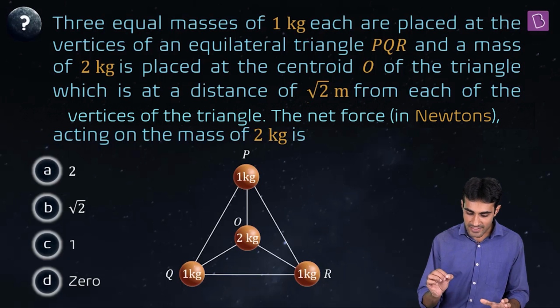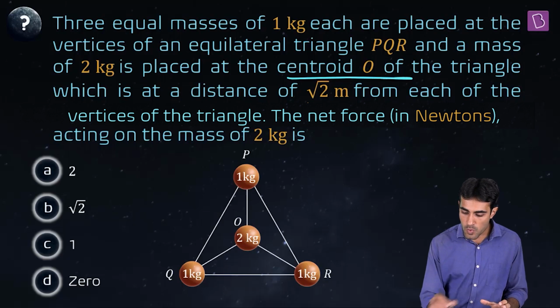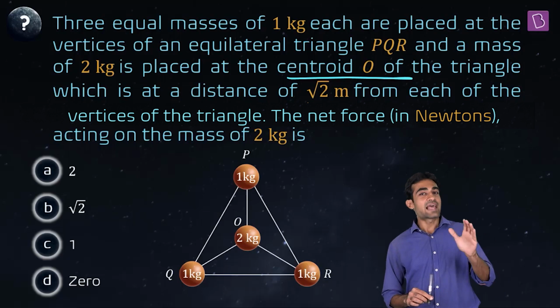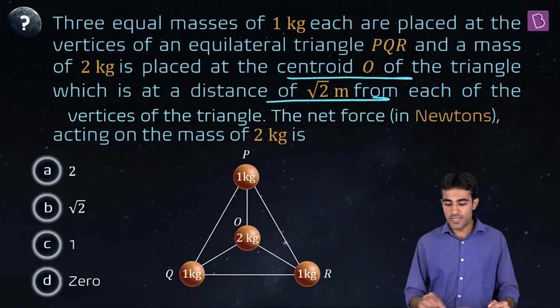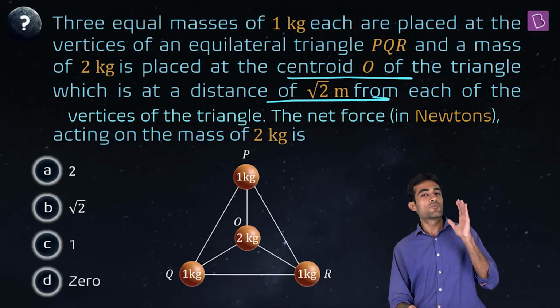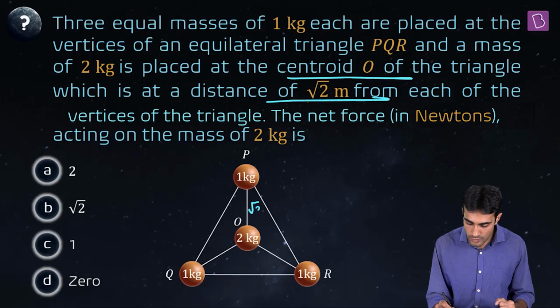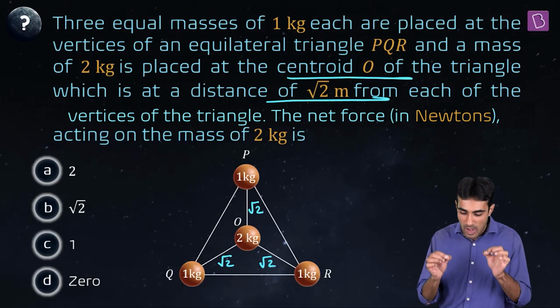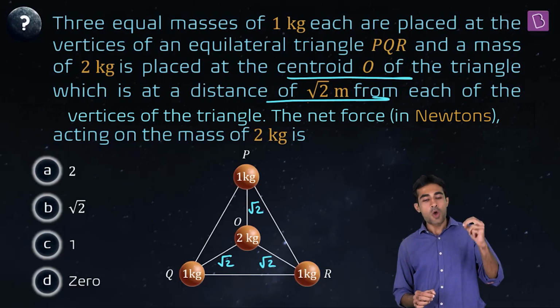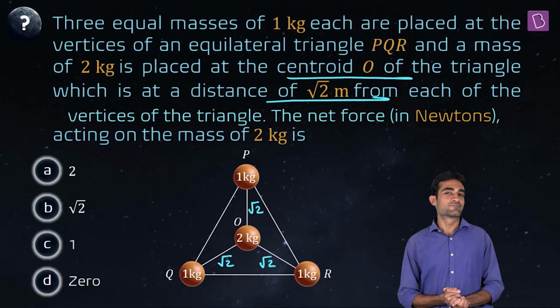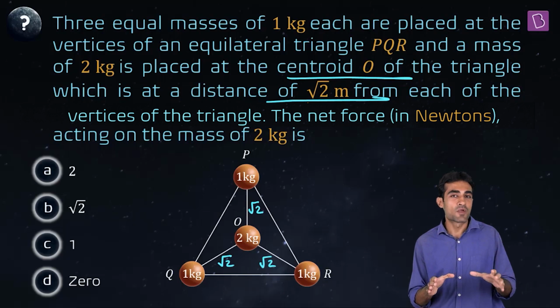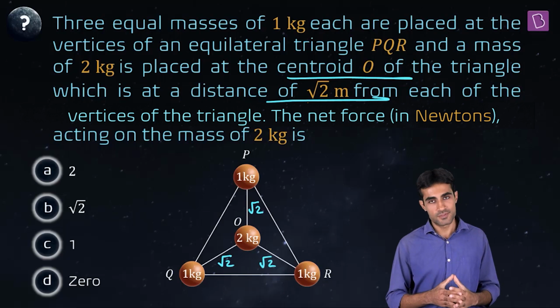Now it is said that the centroid O of the triangle is at a distance of root 2 meter from each of the vertices of the triangle. So this distance is root 2. This distance is root 2 and this distance is root 2. Amazing. Now the net force acting on the mass 2 kg is. So on 2 kg, what is the net gravitational force?